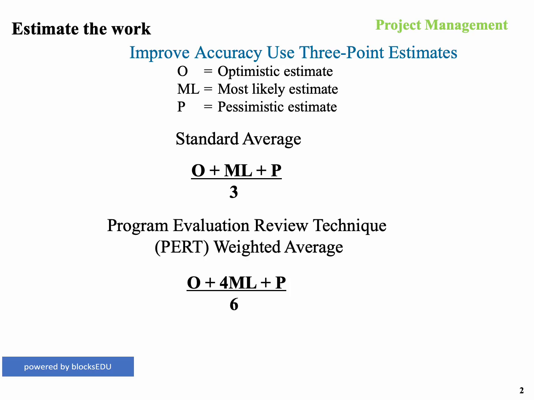Now, to see how this is different, I would like you to take out your calculators. Use 15 as the optimistic, 90 as the most likely, and 110 as the pessimistic. Run it through the standard average: optimistic plus most likely plus pessimistic, divided by 3, and see what value you get. Then use the Program Evaluation Review Technique: optimistic plus most likely times 4 plus pessimistic, divided by 6, and see what answer you get. I'll give you a moment or two to do that.